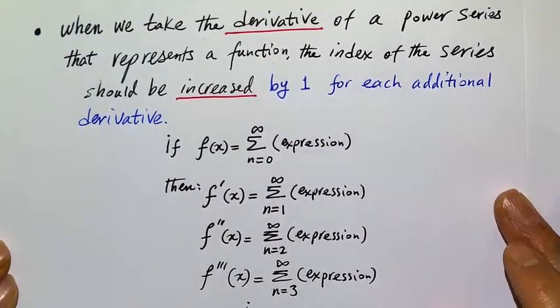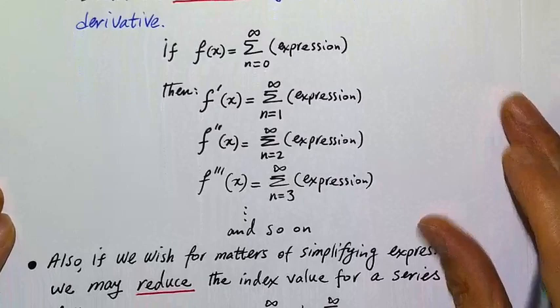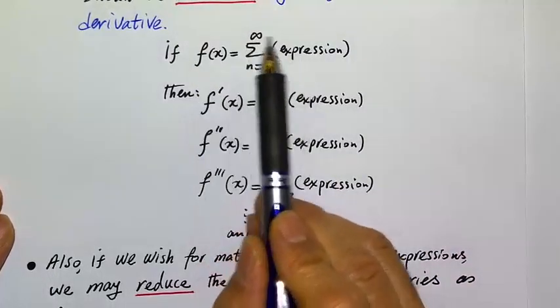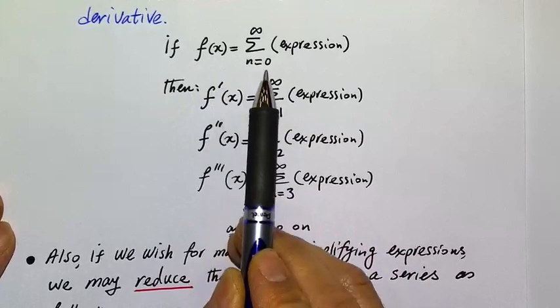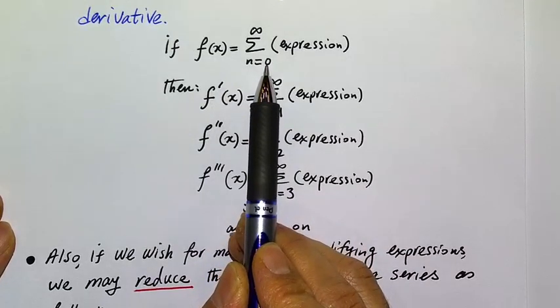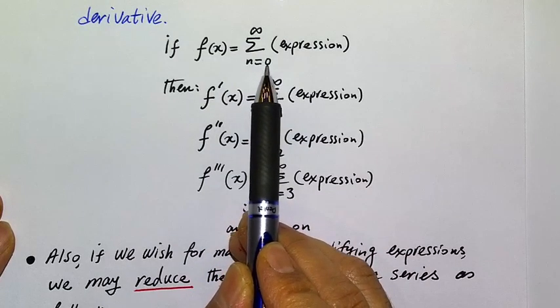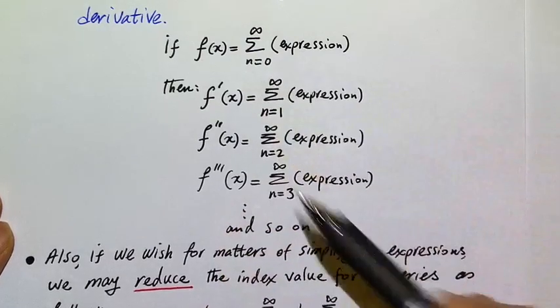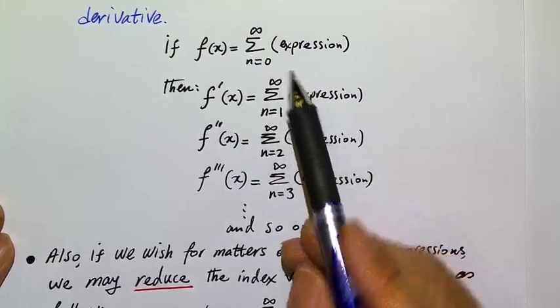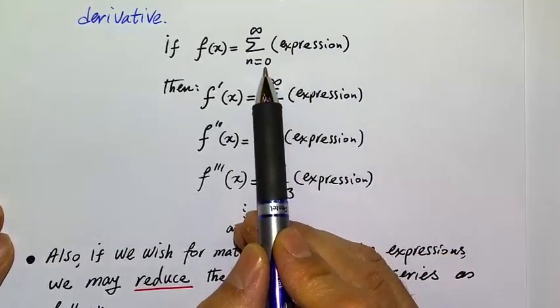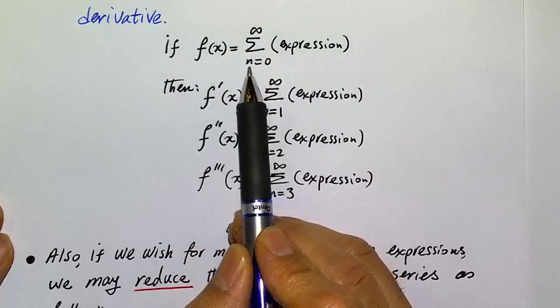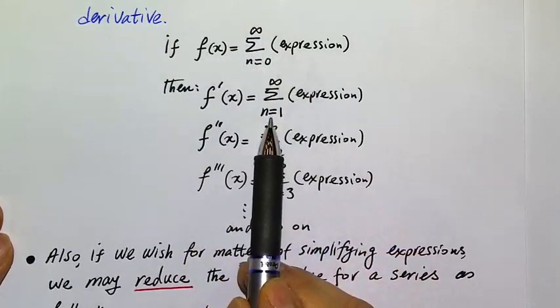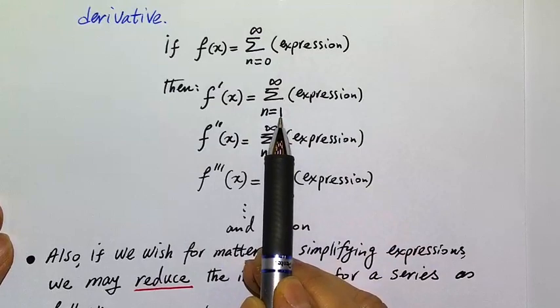So what does that mean? This is what we mean by that. If you start with a series that represents a function, when you take the first derivative, this index value changes. I'm just giving this as an example, but it doesn't matter if you start from 2 or 3, the same procedure applies. Let's say you started with 0 for the original function. When you take the derivative of the power series, the index jumps by 1.